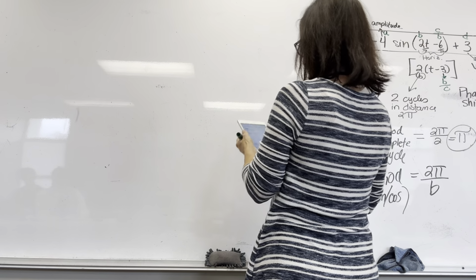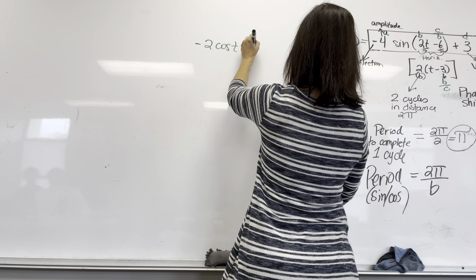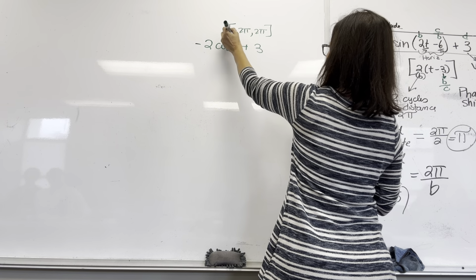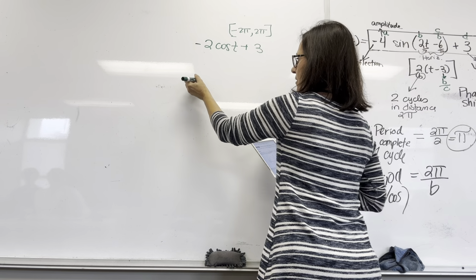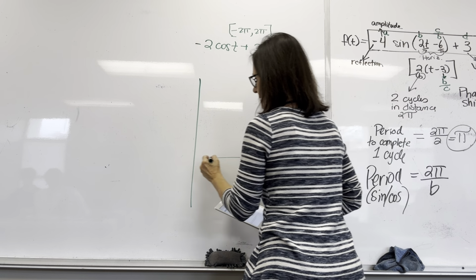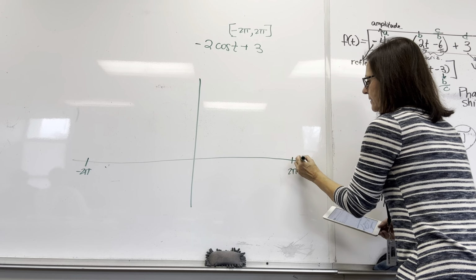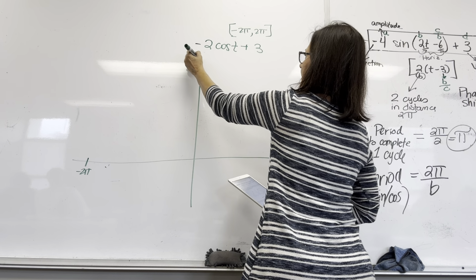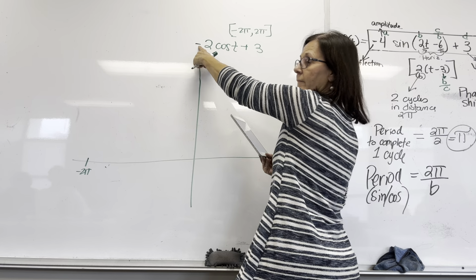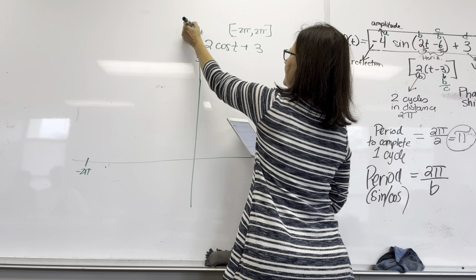Okay, describe the graph. It's negative 2 cosine t plus 3. Then it wants us to graph it from negative 2 pi to 2 pi, including those. So I'll go ahead and draw it out. Draw that x-axis a little farther here. That's negative 2 pi. That's 2 pi. This is the x-axis. We'll make that the y-axis. What does this negative tell me? It's a reflection. So we're going to reflect across the x-axis.